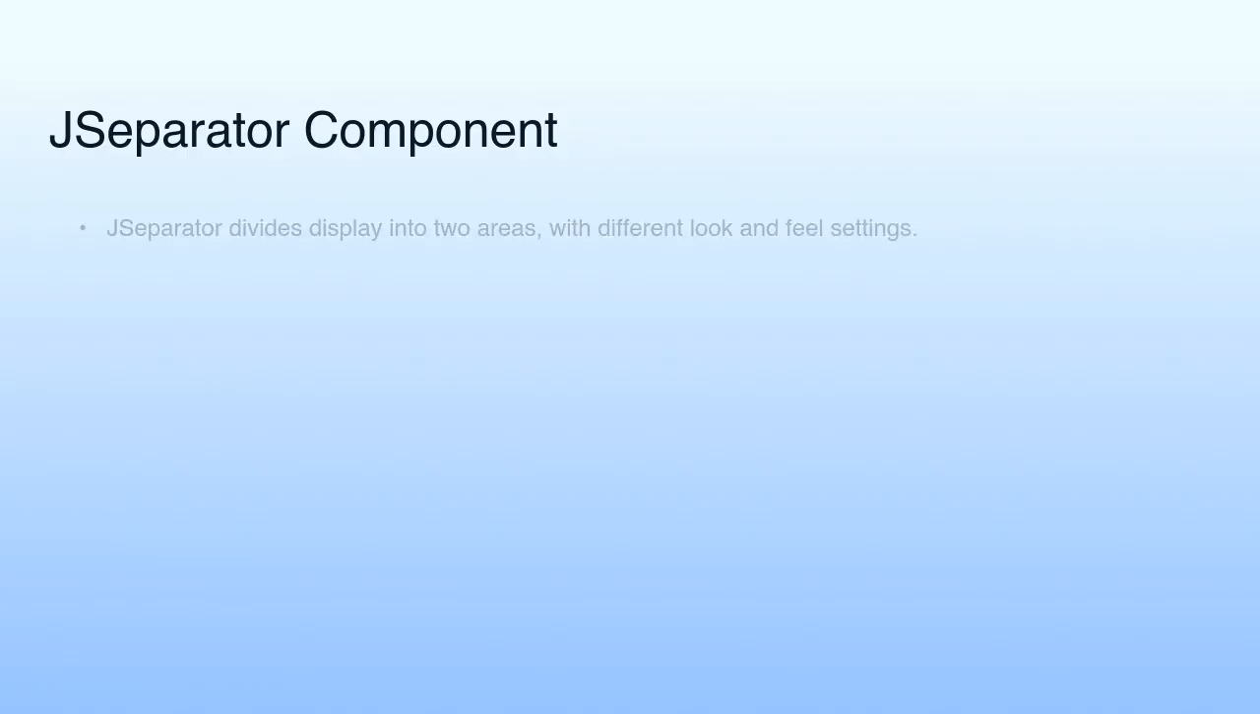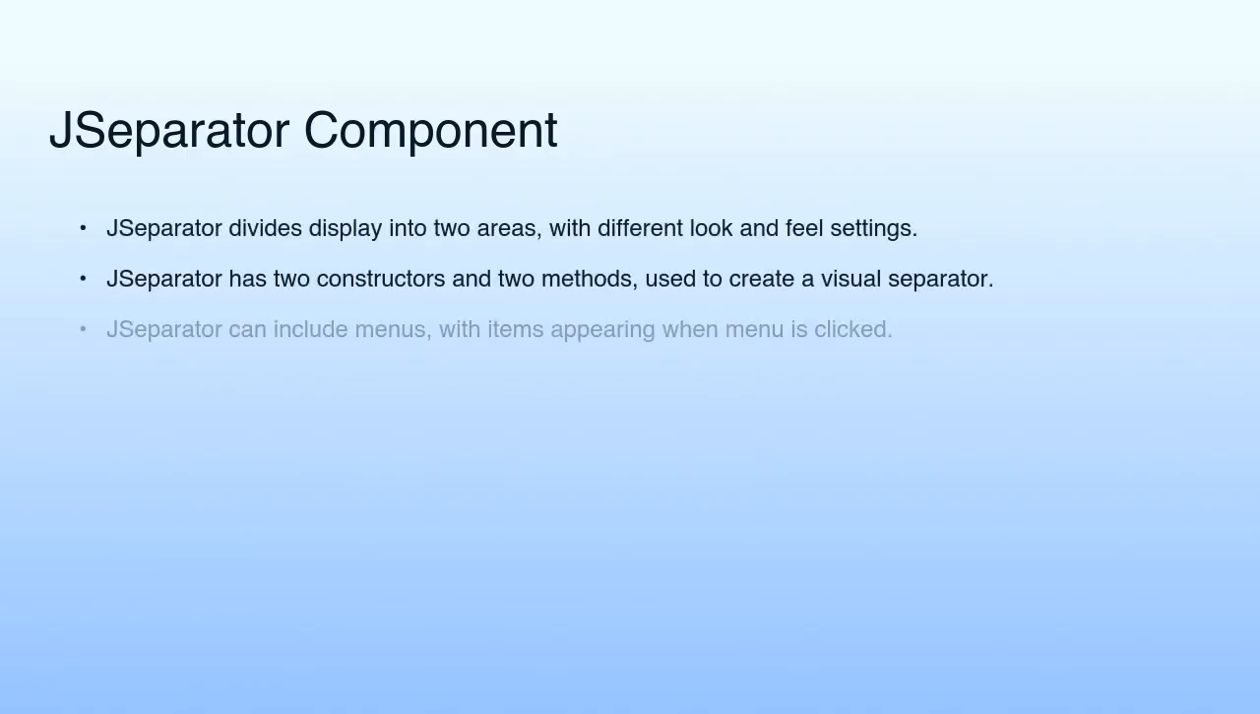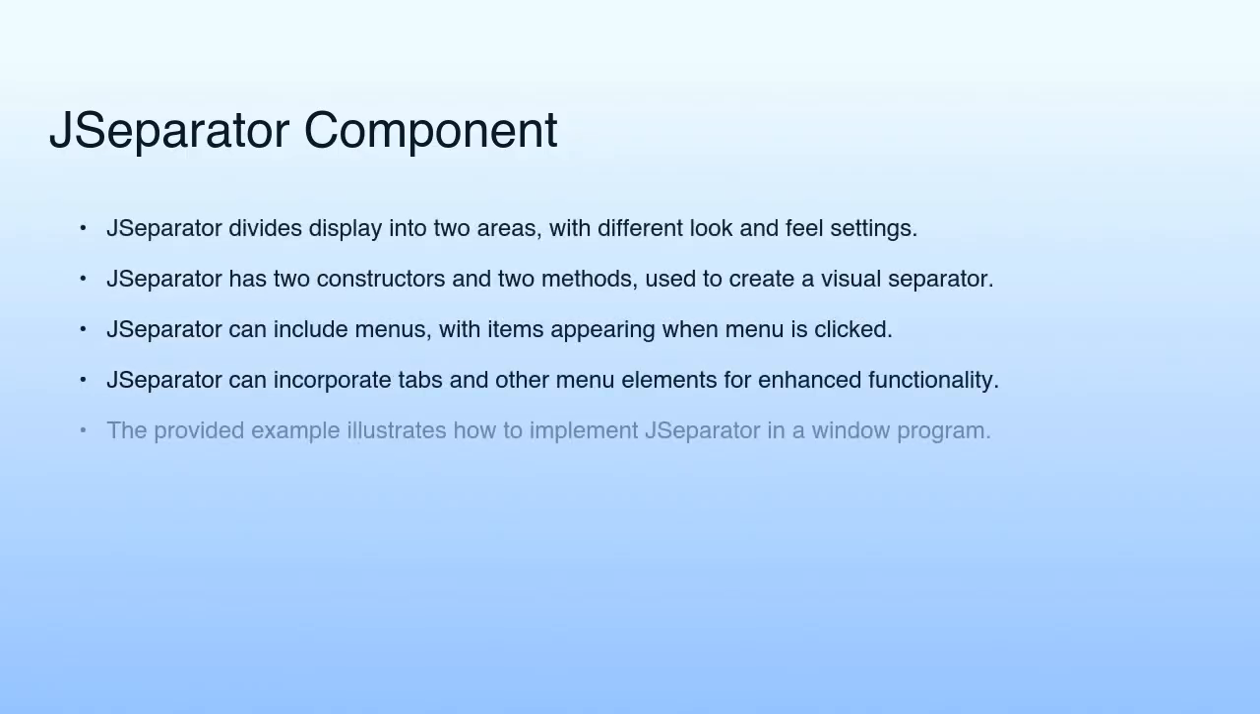The Separator component divides the display into two areas with different look and feel settings. It has two constructors and two methods that are used to create a visual separator, and it can incorporate menus, tabs, and other menu elements for enhanced functionality. The provided example illustrates how to implement JSeparator in a window program.